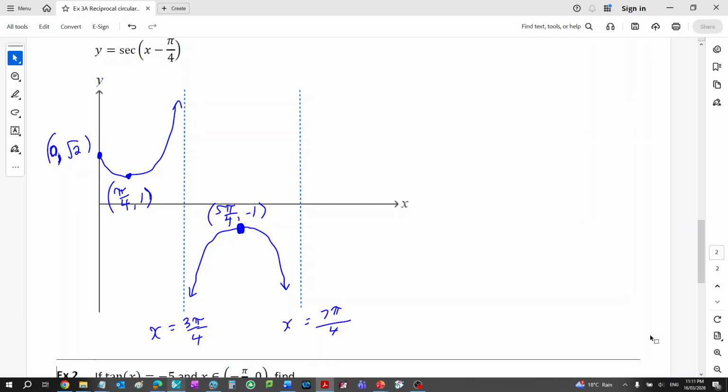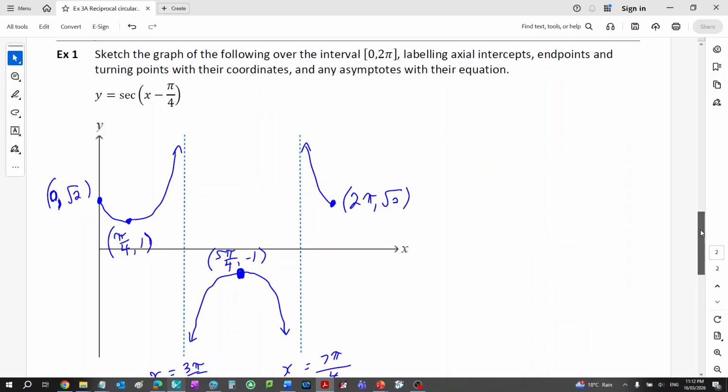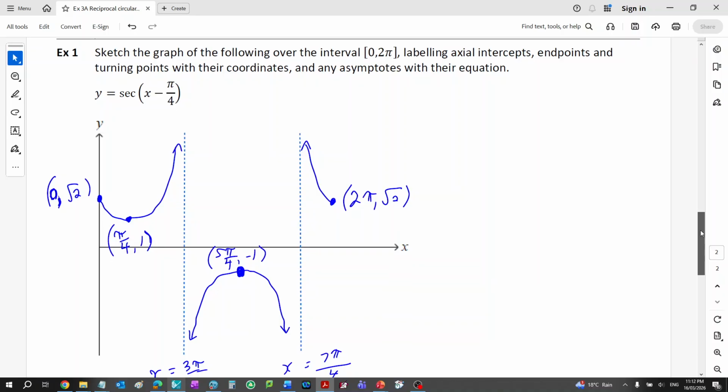Now, because the period's 2 pi, I'm going to come over here to 2 pi, and this is going to be 2 pi and root 2. Because I'm doing one cycle, this is down, up, this is the maximum turning point, and so this is the remaining left-hand side over here. Something like that. Okay, so I'll just quickly check, have I done everything that I need to do? 0 to 2 pi, yes. Axis intercepts, I only have a y-intercept. Endpoints, yes. Turning points with coordinates, yes. Asymptotes with their equation, yes.